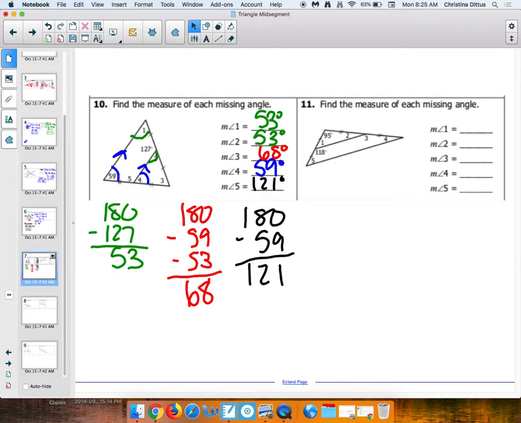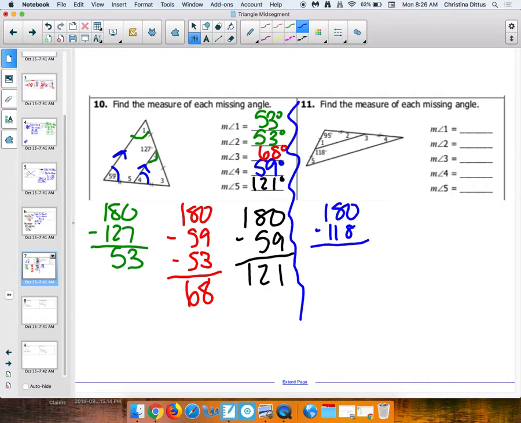Questions there? Okay, how about 11? What's something that's easy to find? 5. How can I find 5? Subtract 118 from 180. How much am I left with? 62 degrees. So 5 is 62, which means 1 has to be 62.